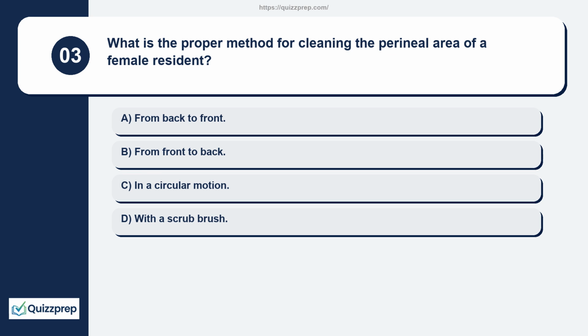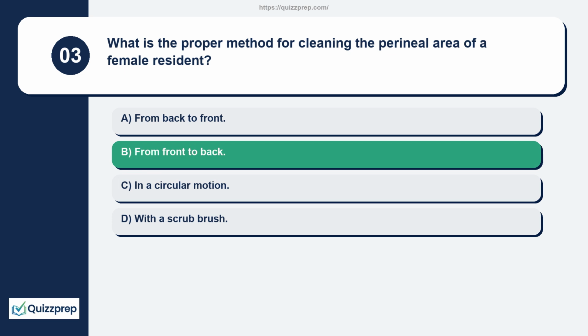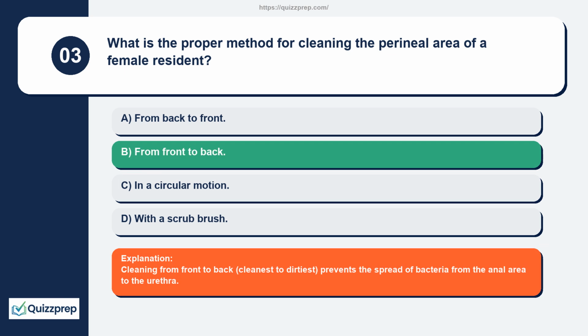Question 3. What is the proper method for cleaning the perineal area of a female resident? From back to front. From front to back. In a circular motion. With a scrub brush. Cleaning from front to back, cleanest to dirtiest, prevents the spread of bacteria from the anal area to the urethra.